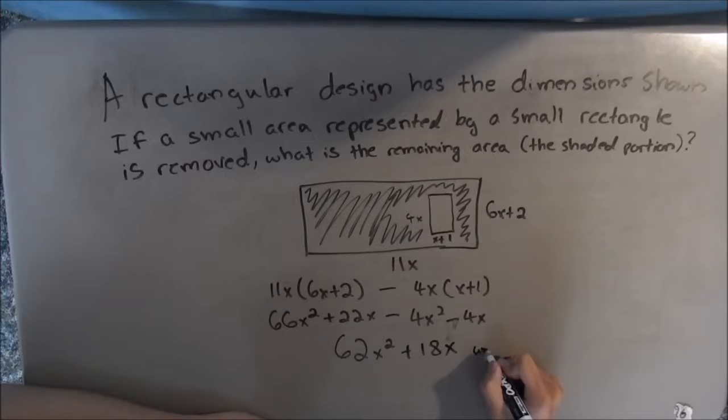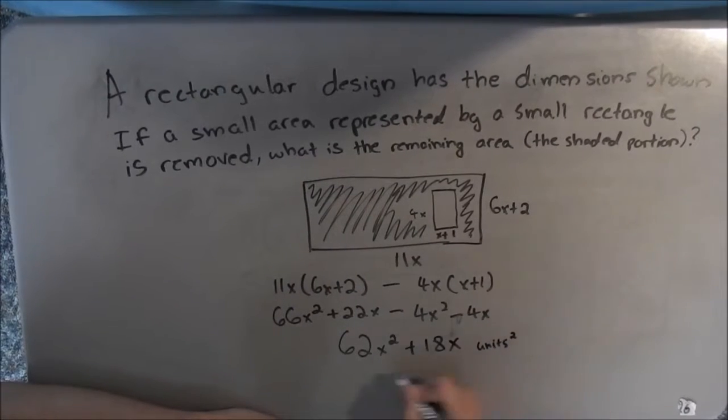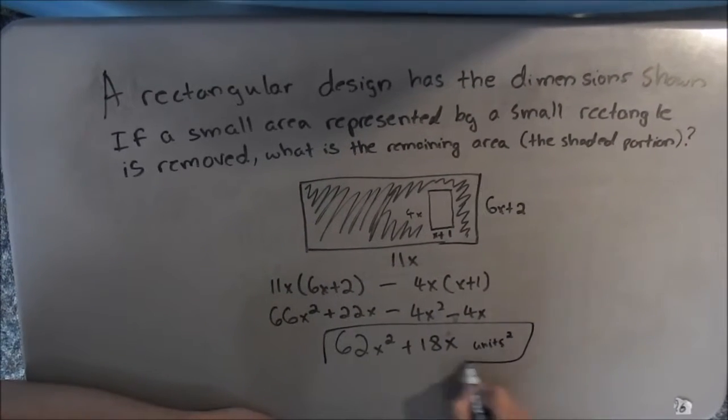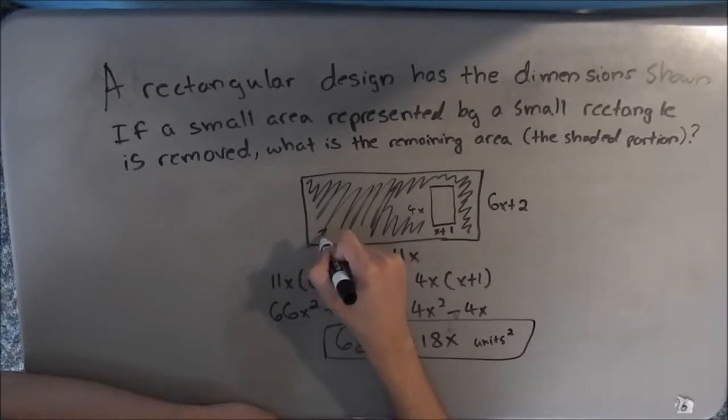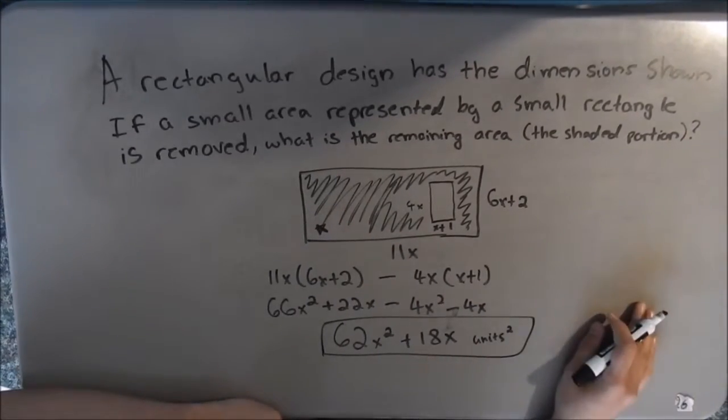And then we'll just put units squared, just to put units on it. And that's the area of the shaded portion of the rectangle.